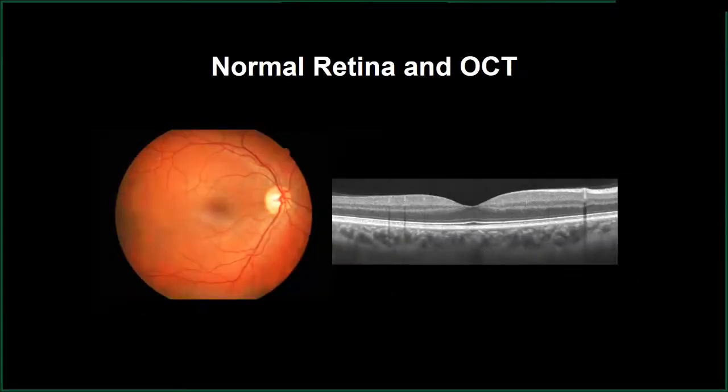And again, for comparison, here's a normal retina and a normal OCT. Dramatic difference, right? So this distance from here, so the deepest portion of the retina to here, the more superficial portion of the central macula, which is called the fovea, should be about 250 to 300 microns.